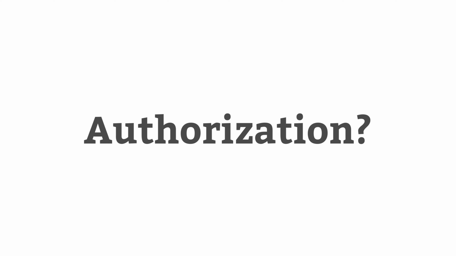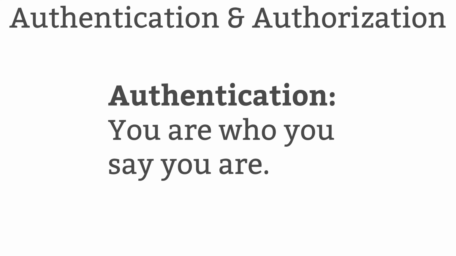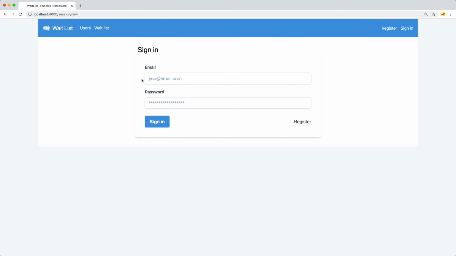Well, let's take a quick look at authorization and a related topic, authentication. Let's start with a working definition of what these two terms mean. Authentication refers to the process of proving you are who you say you are. So for example, the most common way of authenticating a user is by having them enter a unique identifier, like an email address, and then proving that they are this identity by entering a secret password.